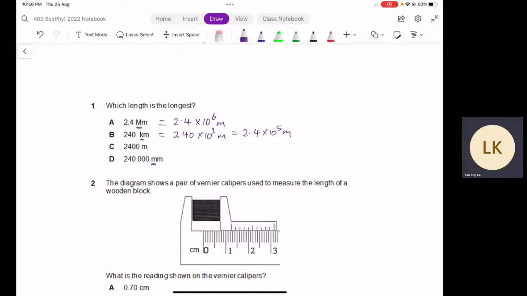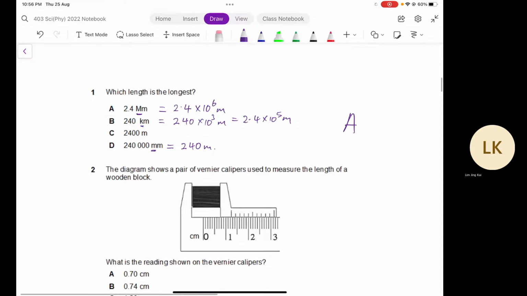And the next one, 240,000 millimeters. When we convert it to meters, we have to be very careful, because instead of a multiplication, it's actually a division. Division by how much? Milli is 10 to the power of -3, so it would be 240 meters. So if you look carefully, the longest, the best answer, would still be A.